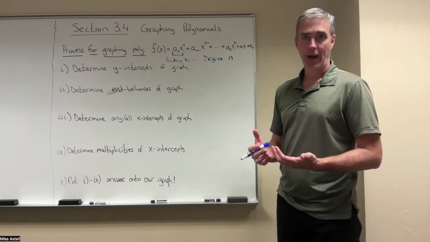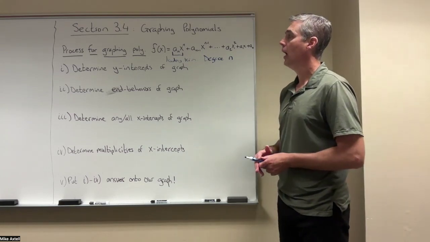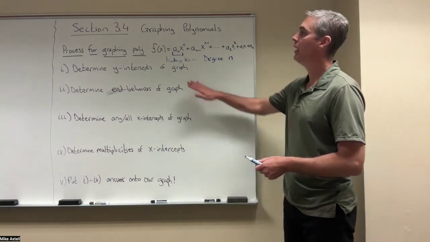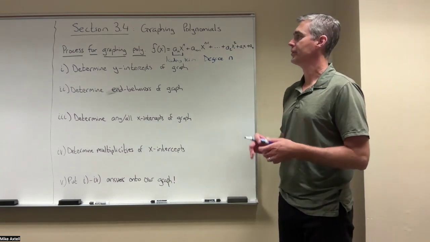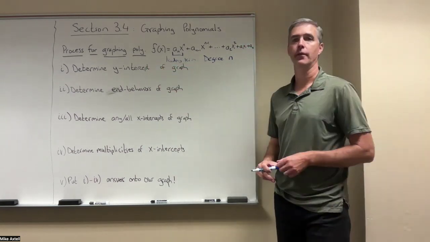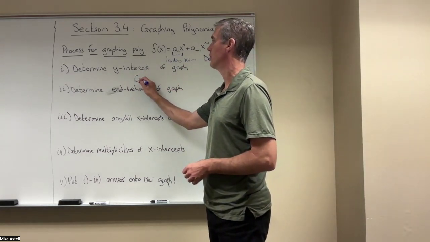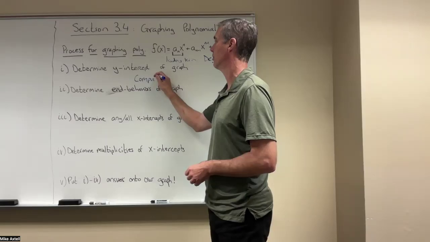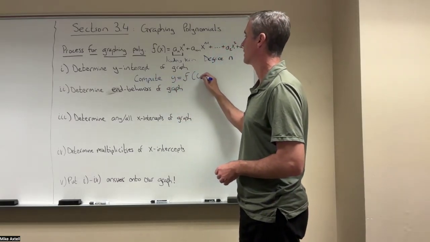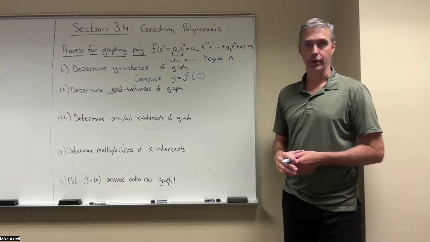The steps to graphing a polynomial are not too long. It's 4 steps plus the 5th one where we sort of put it all together. First step is to determine the y-intercept of the graph. To figure out the y-intercept, we compute the y value when our x input is 0. F of 0 is our y-intercept.